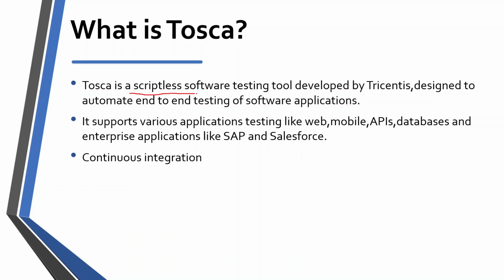Tosca is a scriptless software testing tool, meaning you do not need to write any code. Without writing any code, you can automate end-to-end testing of software applications. Tosca is developed by the Tricentis company. It supports various applications. With Tosca, we can test different applications like web, mobile, APIs, and databases. Along with that, we can also test different enterprise applications like SAP and Salesforce.